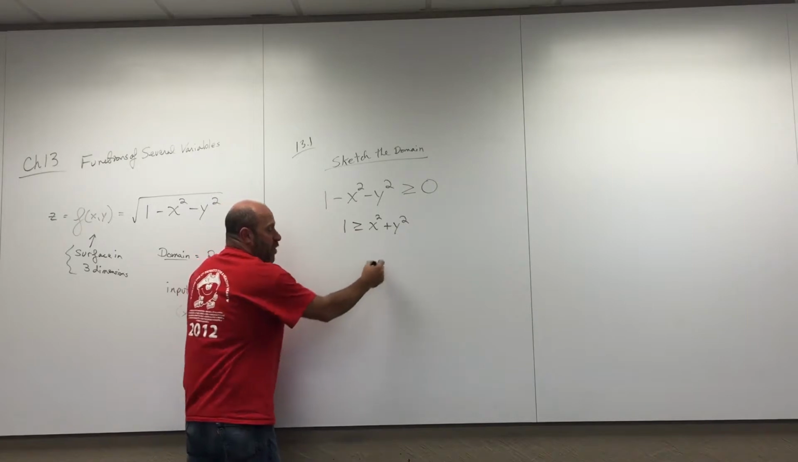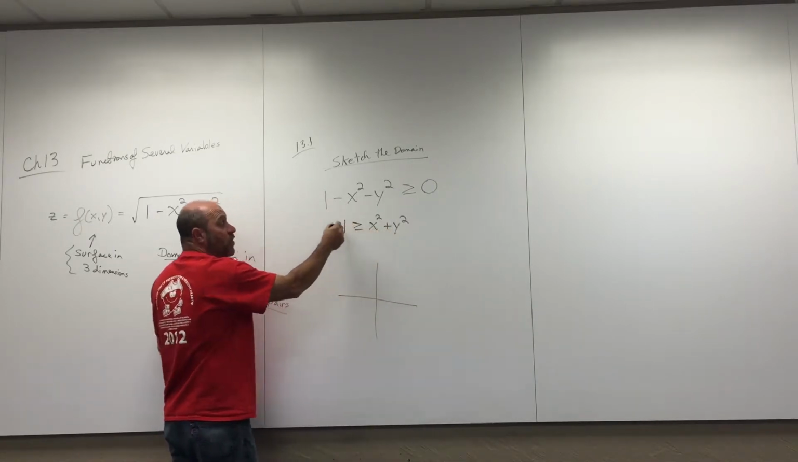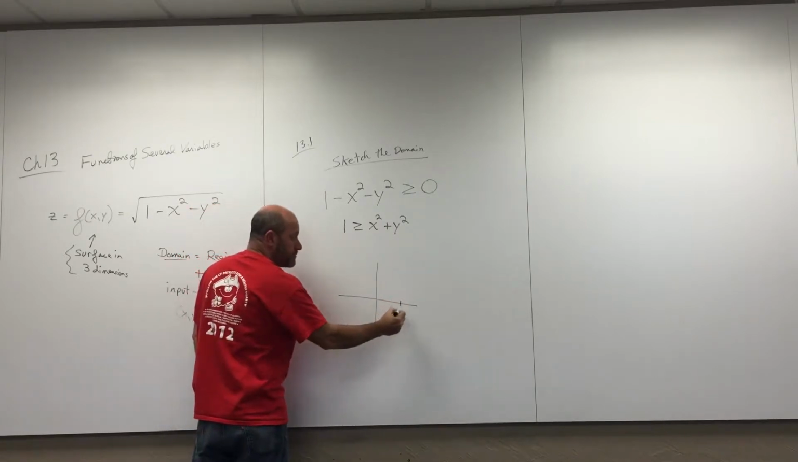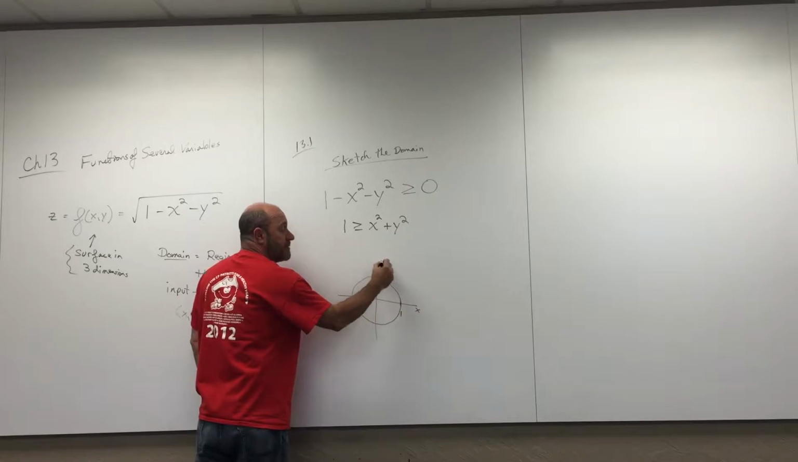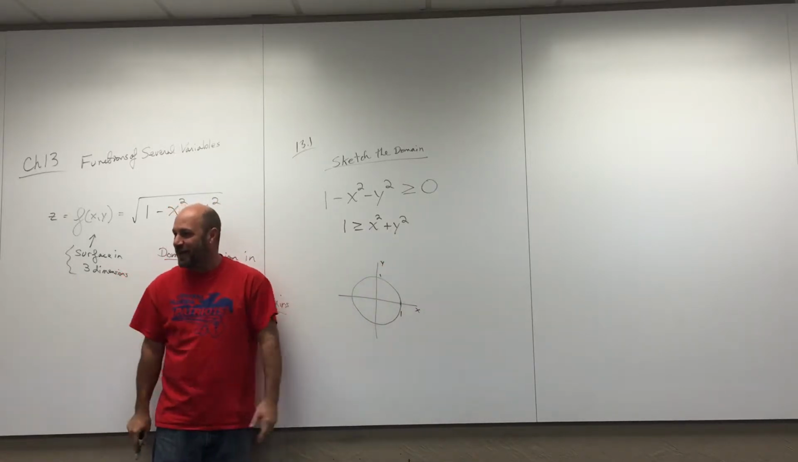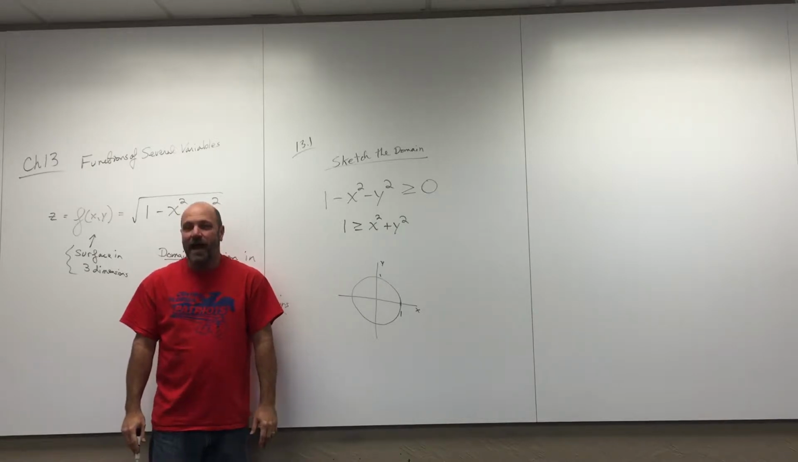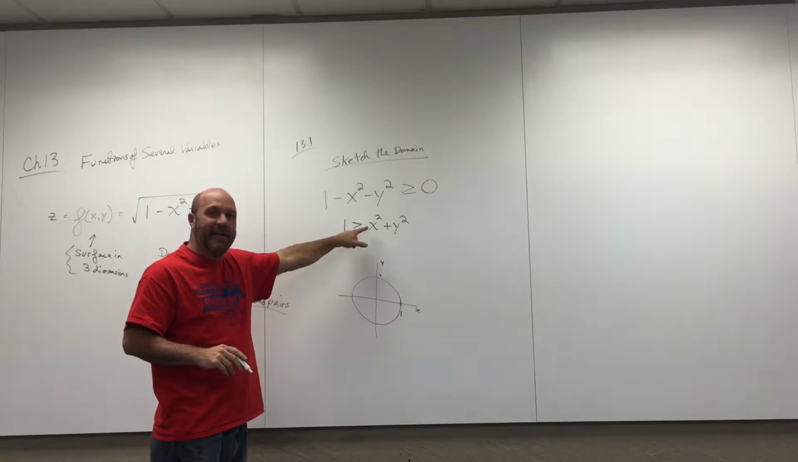If you ignored the inequality and just sketched x squared plus y squared equal to 1, what would that be? Circle. Good, a circle of radius 1 in the xy plane. But being less than or equal to 1, what do you think?